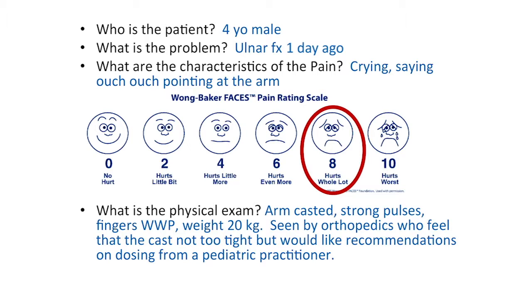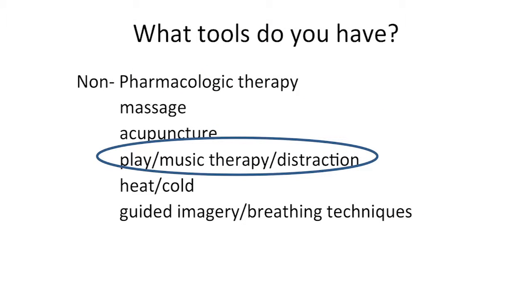On physical exam, his arm is casted, he has strong pulses, his fingers are warm and well perfused, and his weight is 20 kilos. He has just been seen by the orthopedic physicians who treated him initially. They feel that the cast is not too tight, and his pain is appropriate to the injury, but would like recommendations on dosing from a pediatric practitioner. What tools do we have to treat this child's pain?